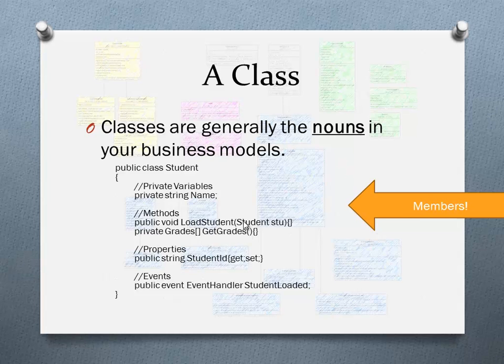Methods, we just covered those. Properties: if you think back to Java, you always had your get and set methods that you'd use to get and set data from an object. Properties are kind of the evolution of that. So instead of writing these methods that say get and set all the time, wouldn't it be nice if we could just do student ID equals whatever, and set the student ID variable that way?